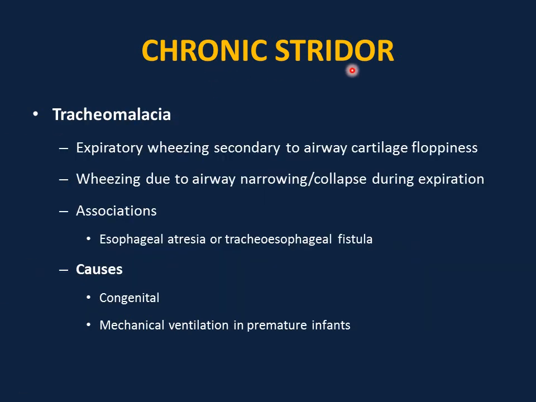Tracheomalacia is another cause of chronic stridor. It produces expiratory wheezing secondary to airway cartilage floppiness, and also wheezing due to airway narrowing or collapse during expiration. Very important to know, this can be associated with esophageal atresia or tracheoesophageal fistula. Causes are congenital, or prolonged mechanical ventilation in premature infants.